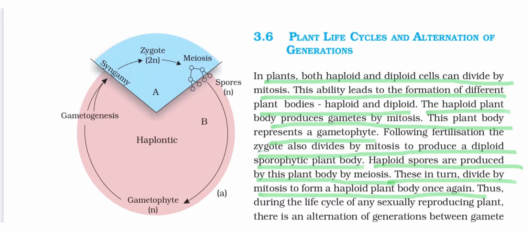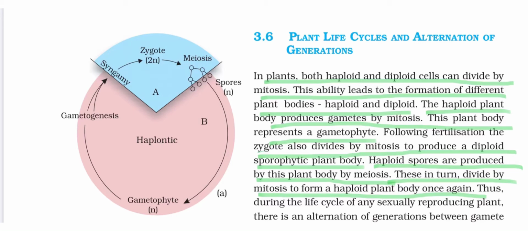The first pattern is the haplontic life cycle, and if you see the diagram, it is divided into two colors. The first blue color is showing syngamy, zygote formation and then meiosis. Syngamy, I have explained earlier, is the fusion of gametes; male and female gametes fuse to form a zygote. This is known as syngamy. And the zygote, after meiosis, will produce spores which have n number of chromosomes.